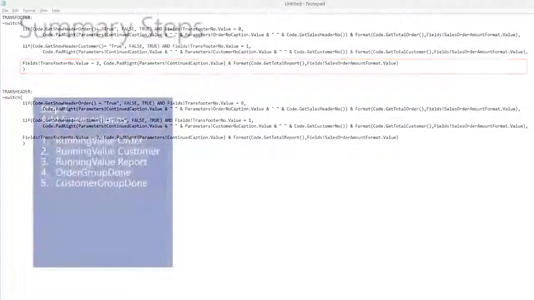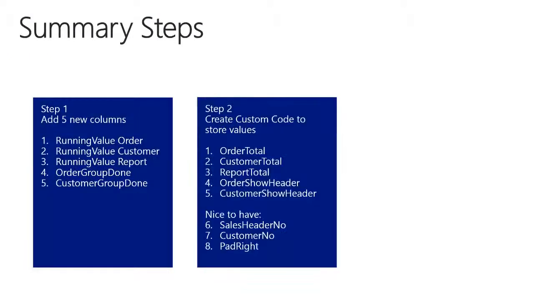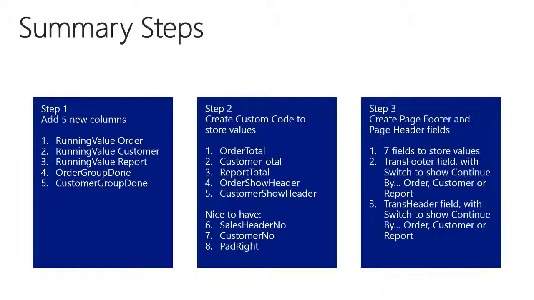To summarize, you saw how I've added the 5 columns in the body of the report. These were the actual values which we needed. Then you saw how I created the custom code, so it was possible for us to store the values in the page footer. And then you saw how I added the 7 fields in the page footer. And at last we examined the Transfooter and the Transheader expressions, where we saw what would print on the report based on the selection by the user and if the order of the customer orders had been completed.